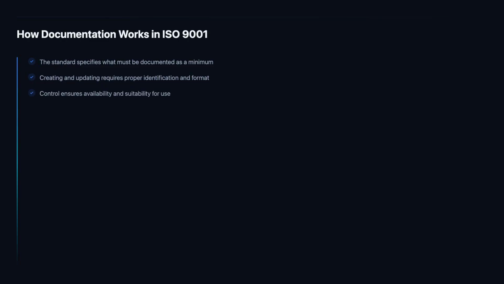Controlling documented information means ensuring it is available and suitable for use where and when it is needed, while also being adequately protected against loss of confidentiality, improper use, or loss of integrity. We need to make sure people can find the right version of the right document at the right time.